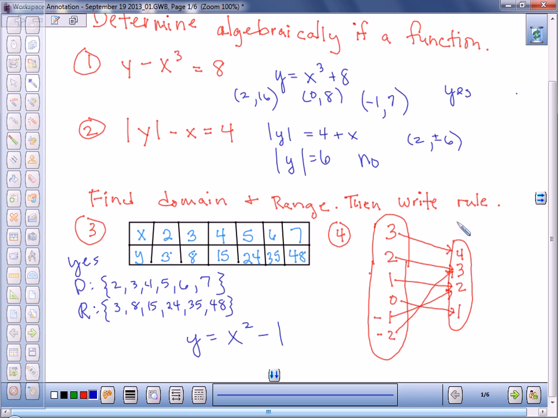Okay. Yes, this is a function. The domain is -2, -1, 0, 1, 2, 3. And the range is 1, 2, 3, 4.